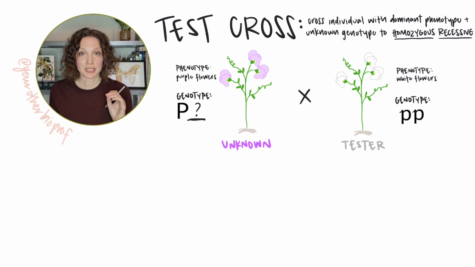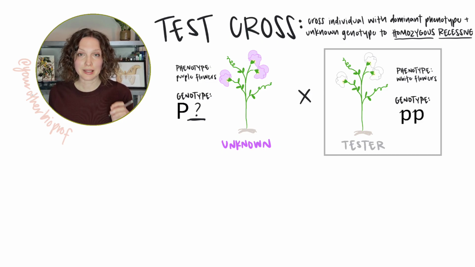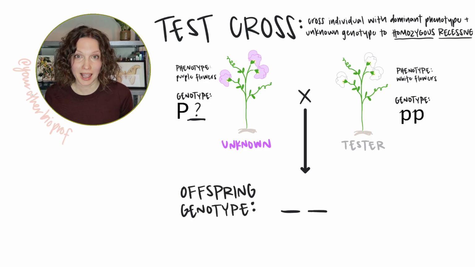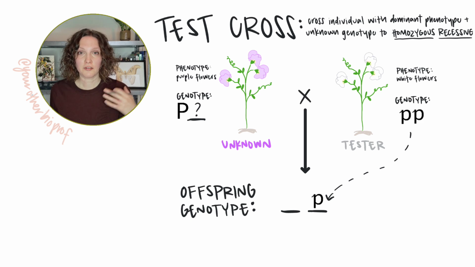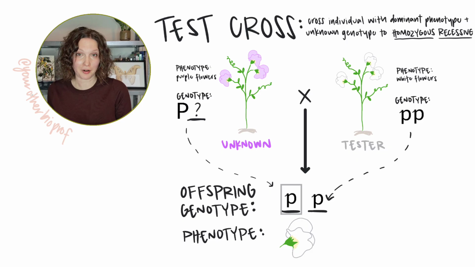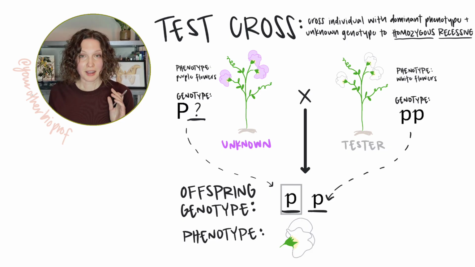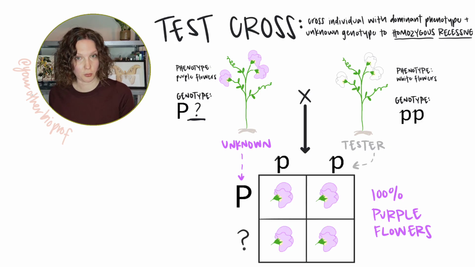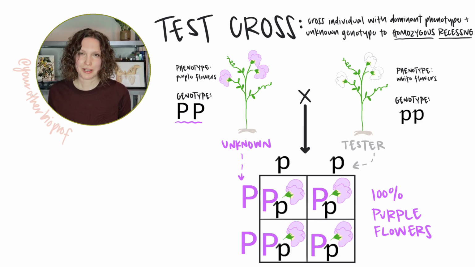So we know that our tester parent will contribute a little p allele to all offspring. That's the only thing they have. And so the offspring phenotypes will reflect the contribution of the other parent, or mystery parent. If all offspring from the test cross show the dominant phenotype, here that's purple flowers, that means that our mystery parent gave all of them a dominant allele. And that's what we'd expect if that parent is indeed homozygous dominant, big P, big P.